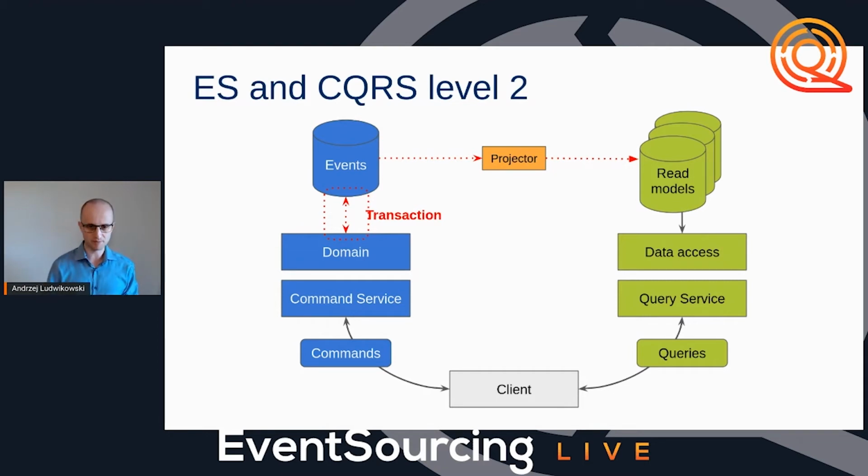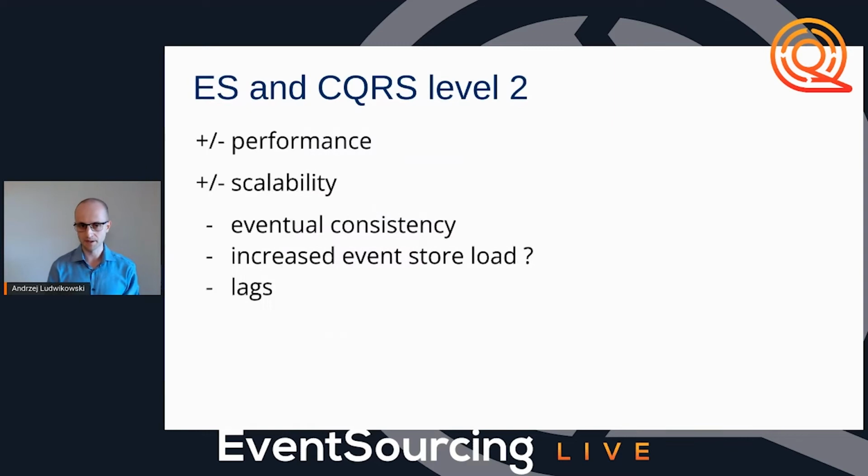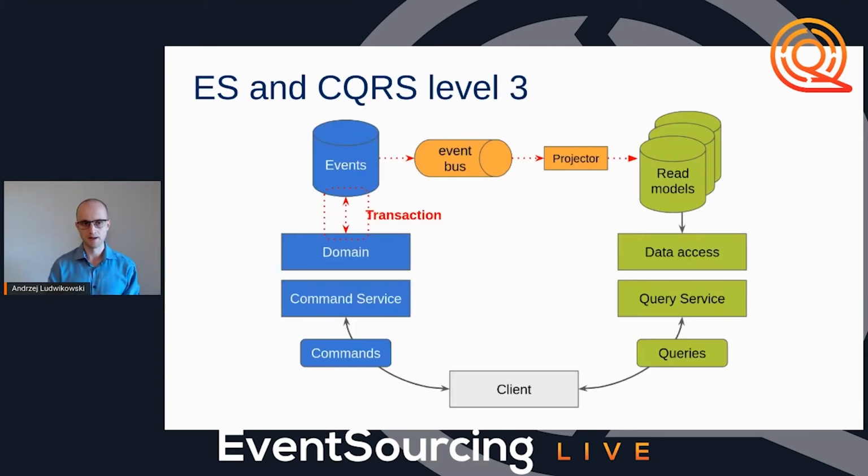But there is a second problem, which is lag. So how often should I query my database for new events? Every 3 seconds, every 1 second? I can imagine many systems where an additional second of eventual consistency is simply not acceptable. So what can we do about this? And before that, quick summary. Performance and scalability improve, but also eventual consistency, increased event store load with a question mark, and lags. Third level. Now we are introducing another piece, which is an event bus.